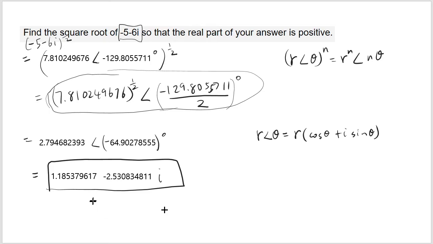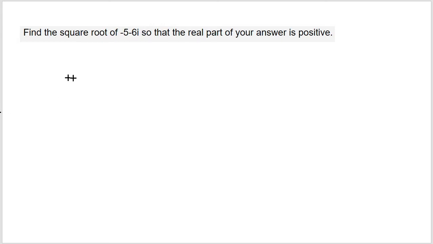Okay, so that's how you do it with the polar form. Maybe those calculators going back and forth may have been confusing, but really I think this is the better method. But just in case, if you want another method, let me show you this other method. You can just set x plus yi as the square root of -5 minus 6i, meaning that this is a number whose square is equal to this.